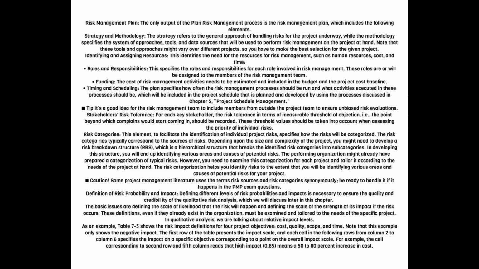As an example, Table 7.5 shows the risk impact definitions for 4 project objectives: cost, quality, scope, and time. Note that this example only shows the negative impact. The first row of the table presents the impact scale, and each cell in the following rows from column 2 to column 6 specifies the impact on a specific objective corresponding to a point on the overall impact scale. For example, the cell corresponding to second row and fifth column reads that high impact, 0.65, means a 50 to 80% increase in cost.